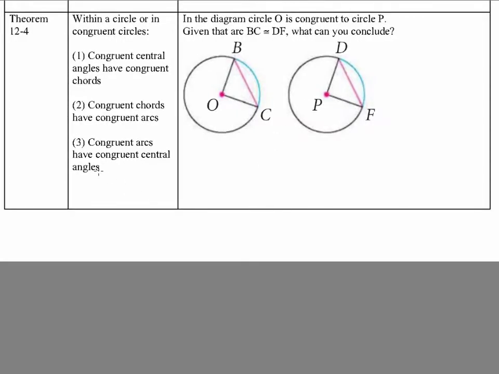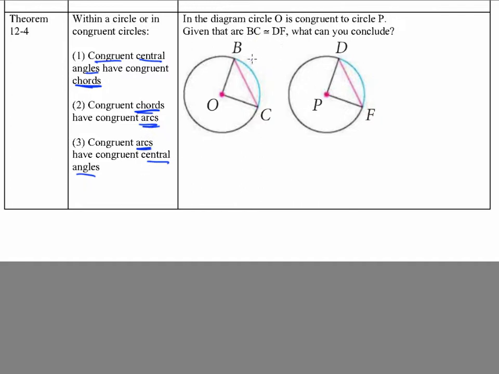All right, so theorem 12-4. What do we know about central angles, chords, and arcs? So if we have congruent central angles, then the chords are also going to be congruent. We also know that congruent chords will have congruent arcs. And we know that congruent arcs will have congruent central angles. So they're kind of like a big loop here. So angles go to the chords go to the arcs go to central angles.